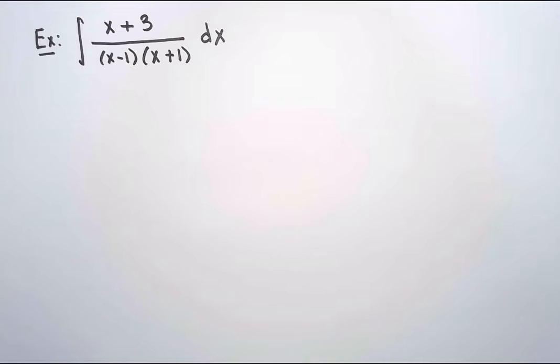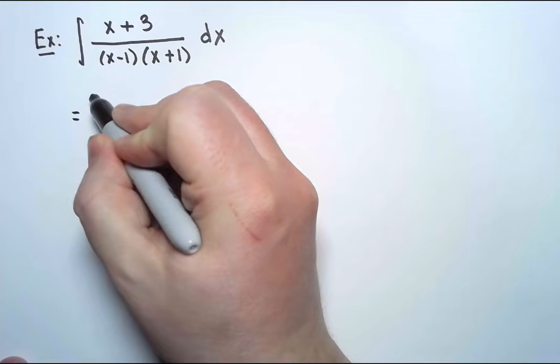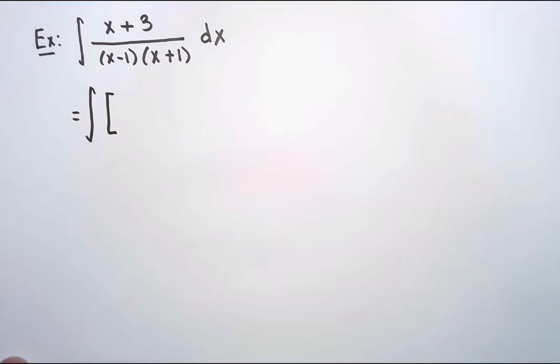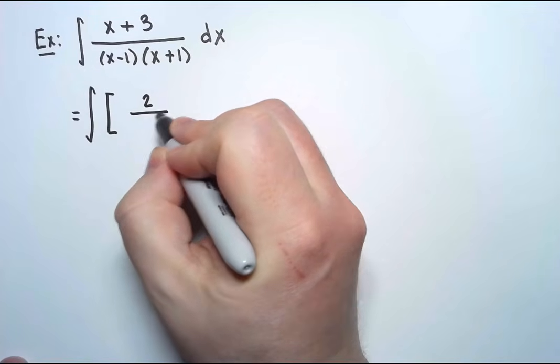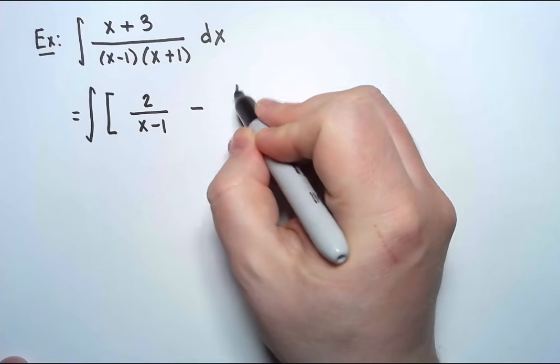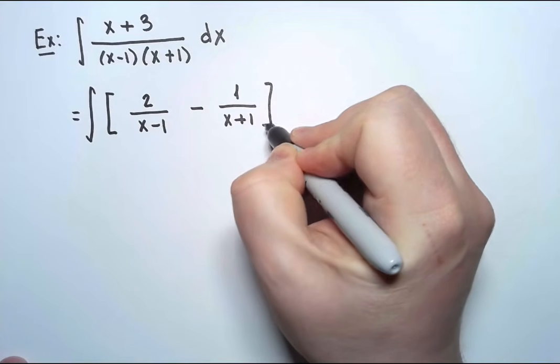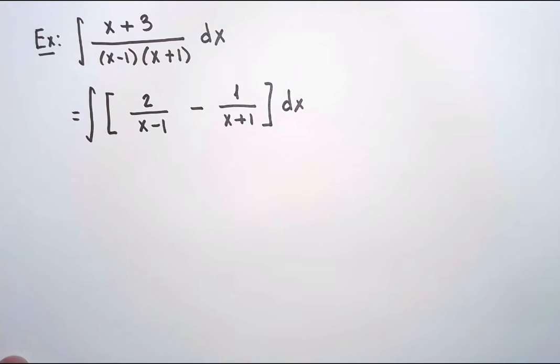We've done the hard part. What is left is easy. This is the function I want to integrate, and we had just figured out that I can rewrite this function as 2 over x minus 1 minus 1 over x plus 1. And now it's the sum of two functions I know how to integrate.